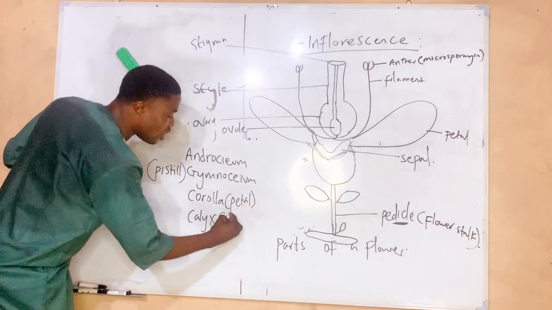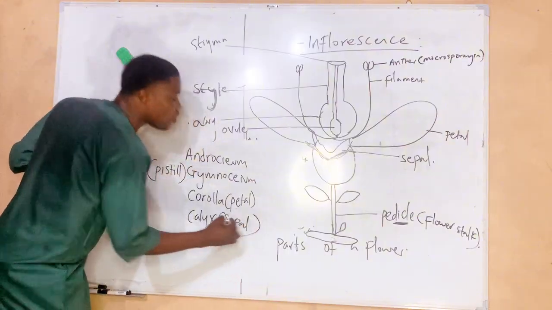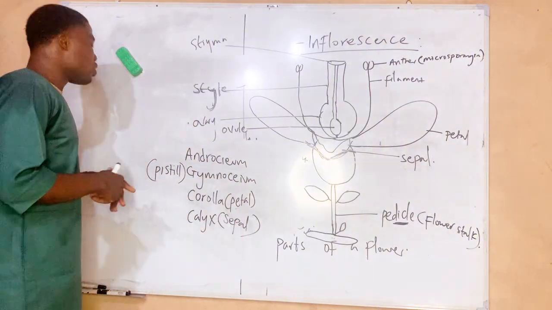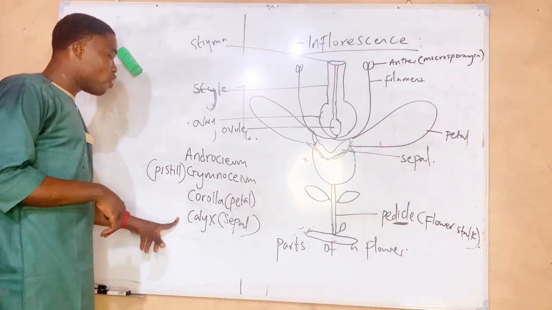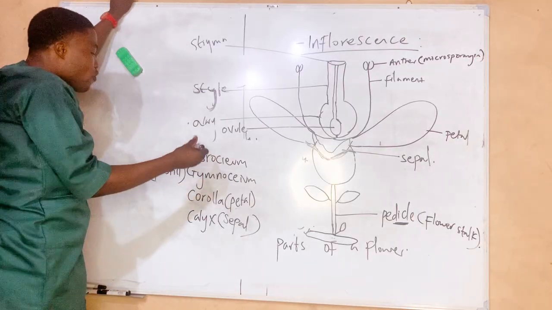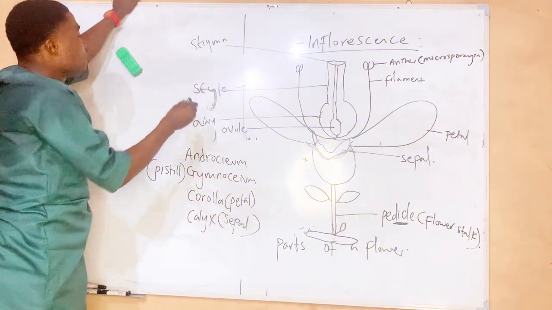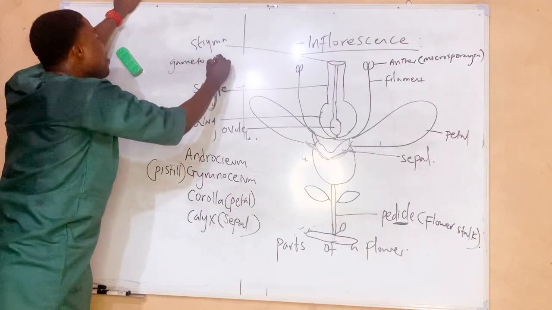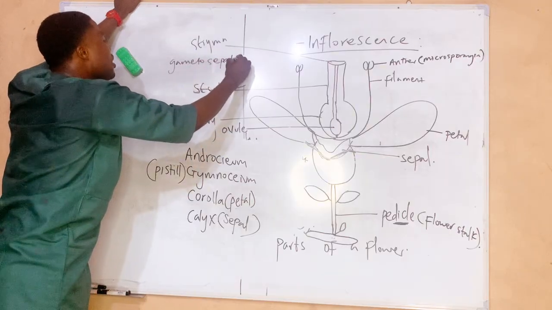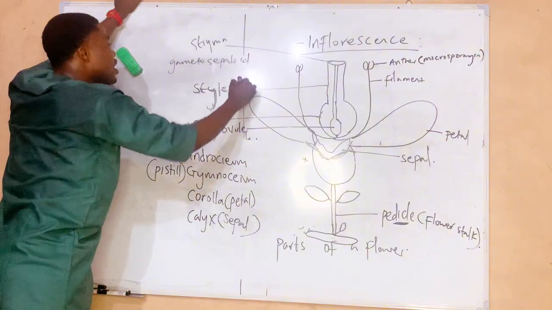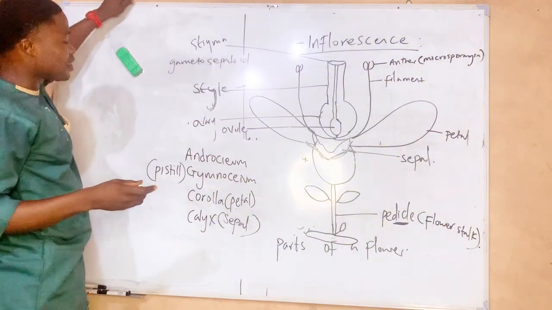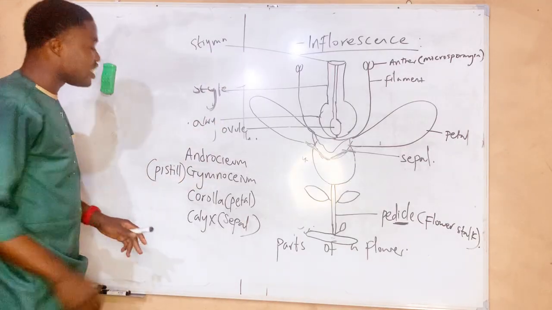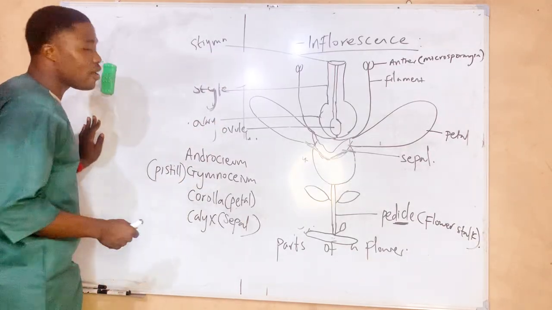Now, the calyx is a collection of sepals. The calyx is the part of the flower that is green. Sepals are green. They could also form a tube. When sepals are fused in a calyx, such a calyx is said to be gamosepalous. That's when sepals are fused. But when sepals are free in a calyx, it is usually called polysepalous.